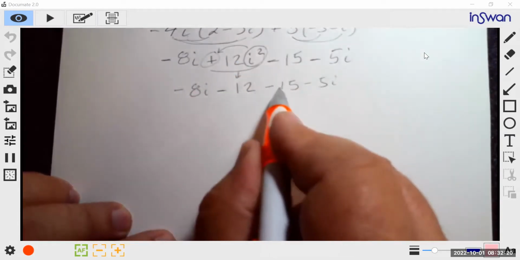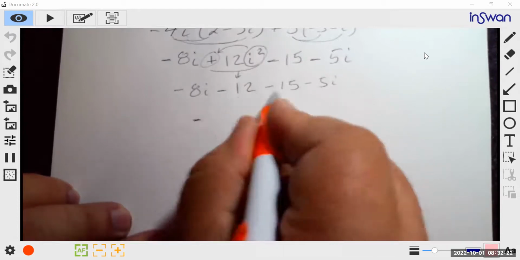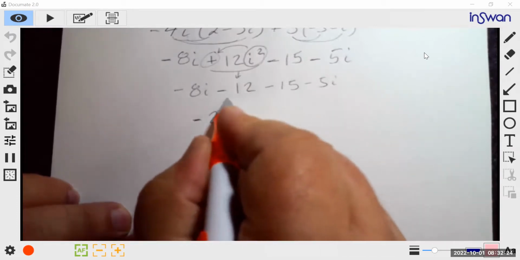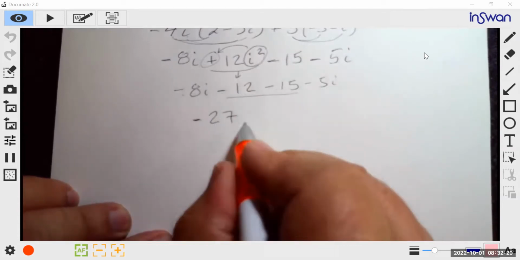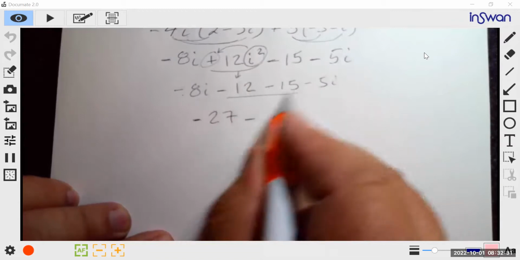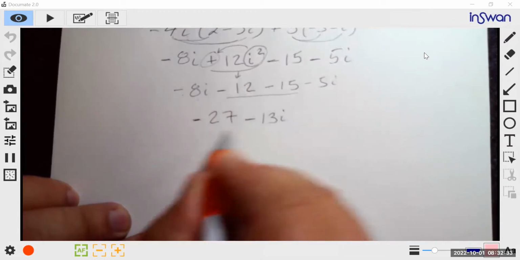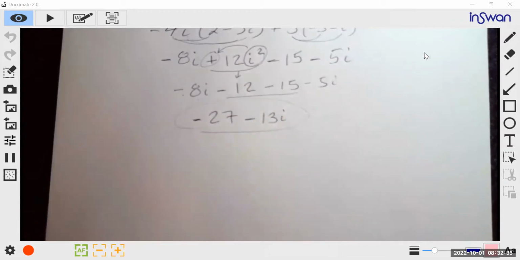So negative 12 minus 15, they're both negative. 12 plus 15 is 27. Negative 8, negative 5i, they're both negatives. 8 plus 5 is 13i. And there we have it.